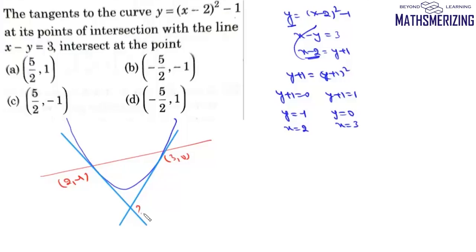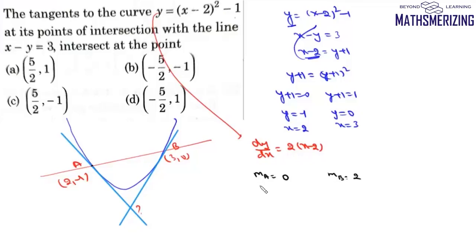Now one way of doing it is using calculus. So we can differentiate this curve. We can write dy by dx as 2 into x minus 2. Now what is the slope at point A? So at point A, slope will be simply 0. And what is the slope at B? So we'll put x as 3. We'll get slope at B as 2.